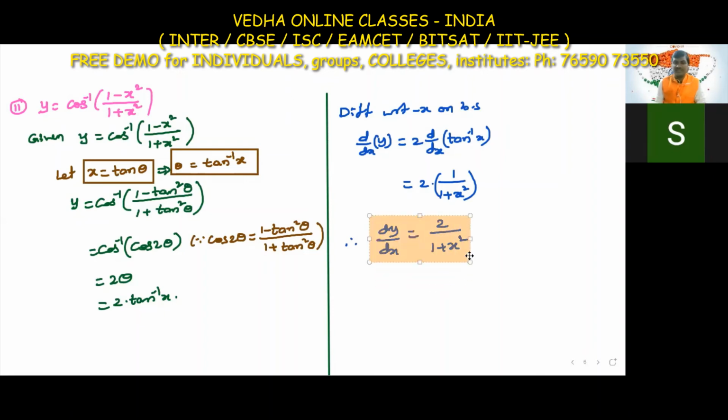Understood? Here, what formula did we apply? d by dx of tan inverse x is equal to 1 by 1 plus x square. Very good. So we applied this formula in this problem.